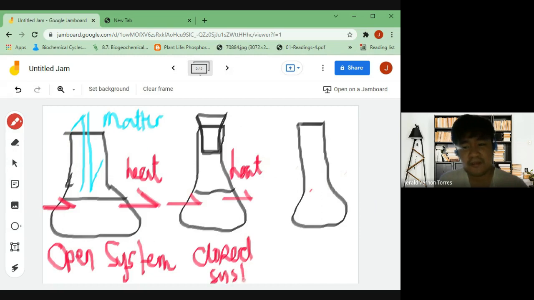So pag sinabi niyo class na closed system, this is a kind of system where heat can enter and exit but matter cannot pass through this kind of system. So tinatawag siya na closed system.